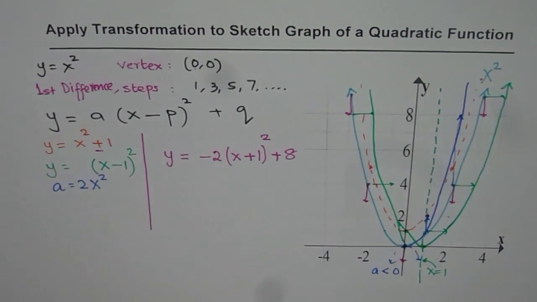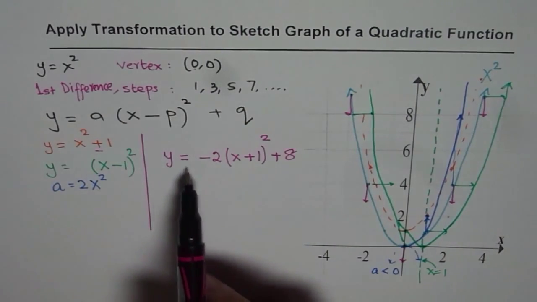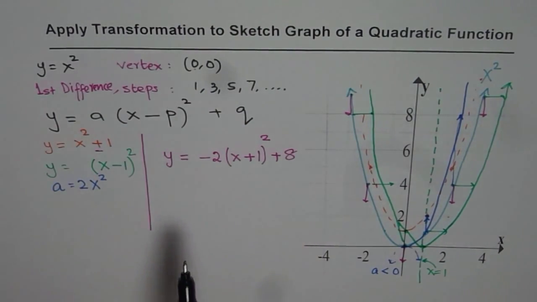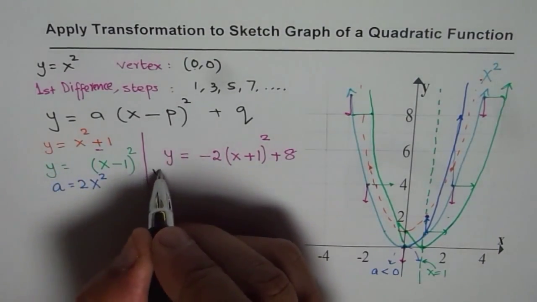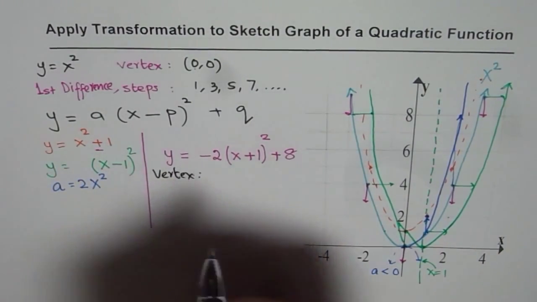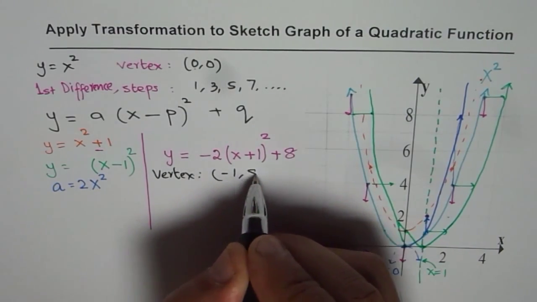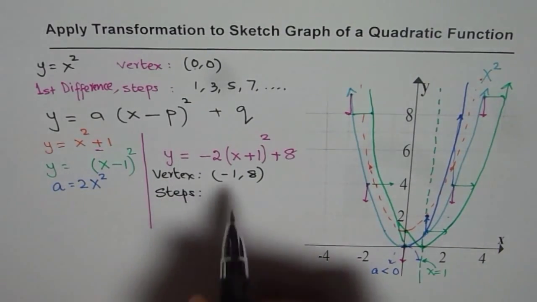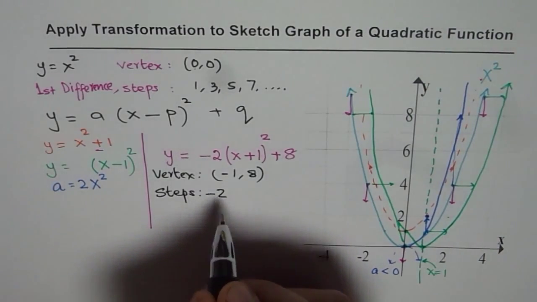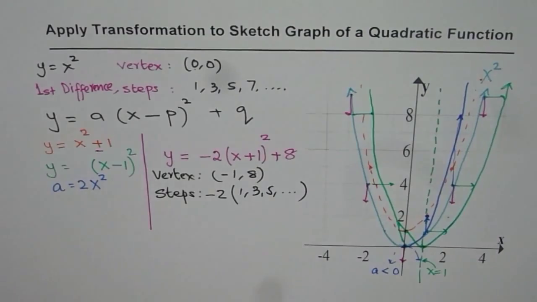Okay, so let us say that we have this particular transformed function to sketch. How are we going to sketch this function? We'll follow our steps now. First step is find the vertex. Vertex is minus 1 as x value, and y value is 8. And second is write down the steps. Steps are a times, which is minus 2 in this case, 1, 3, 5, 7. So these are the two things, right?